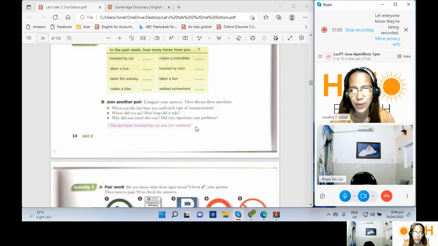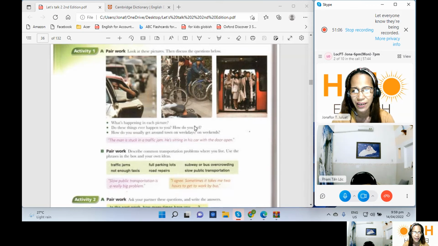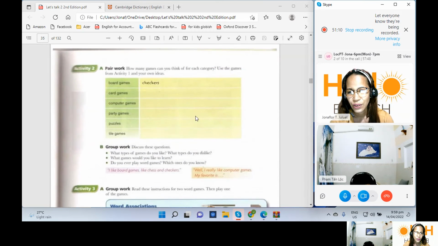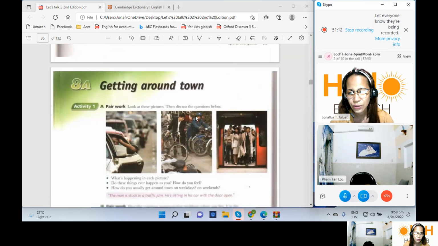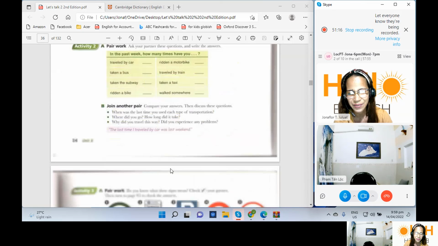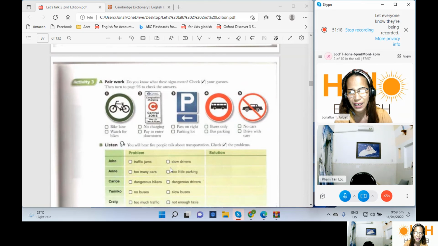Okay, so maybe we will end our discussion here. Activity 2 in Unit 8A. So we will discuss Activity 3 next time? Yes. Okay.